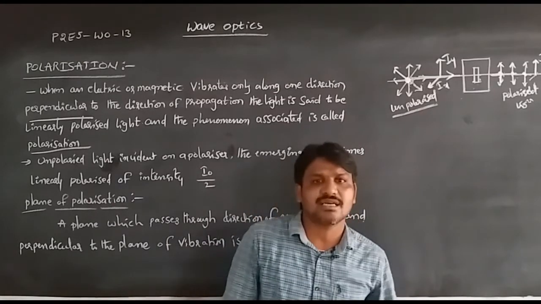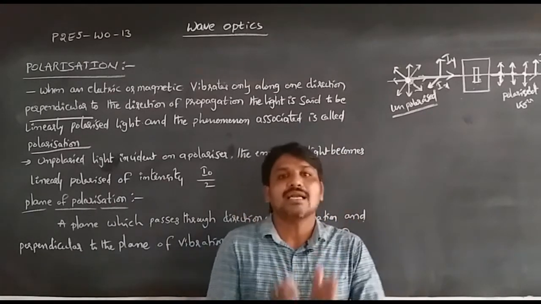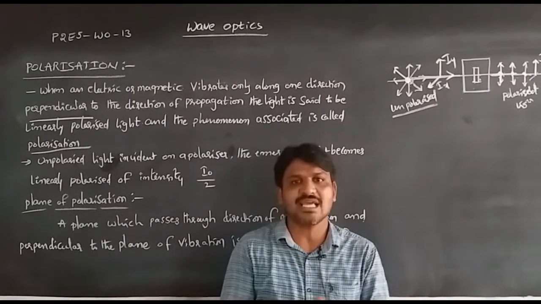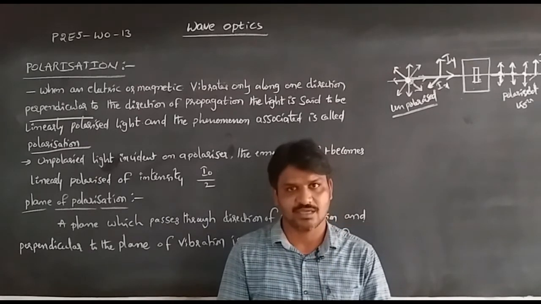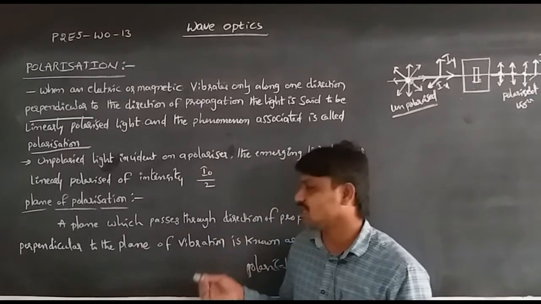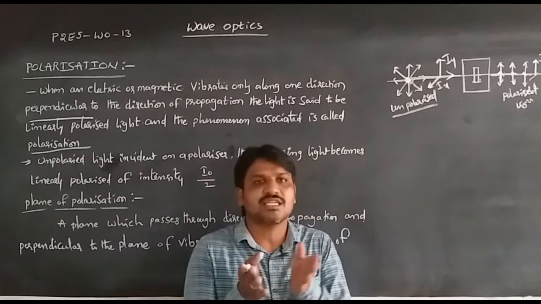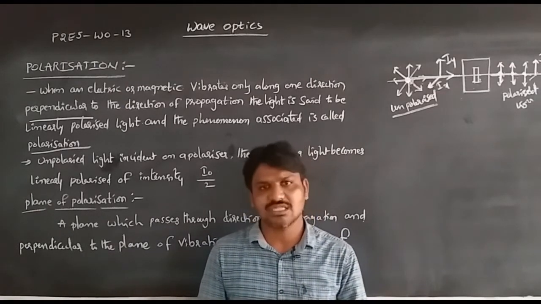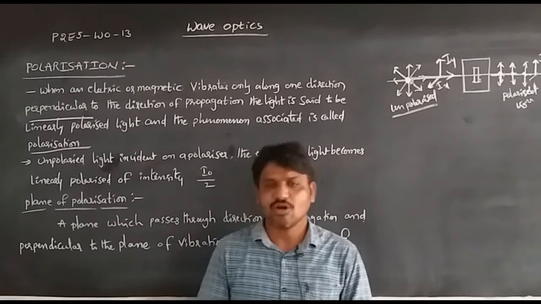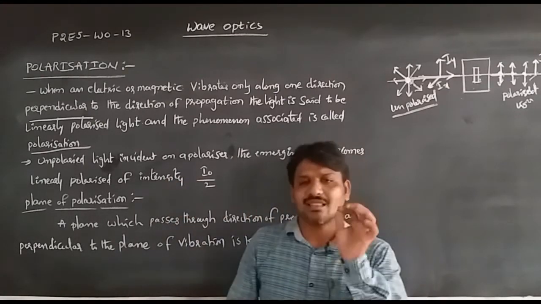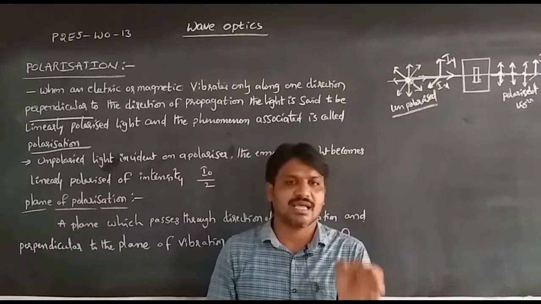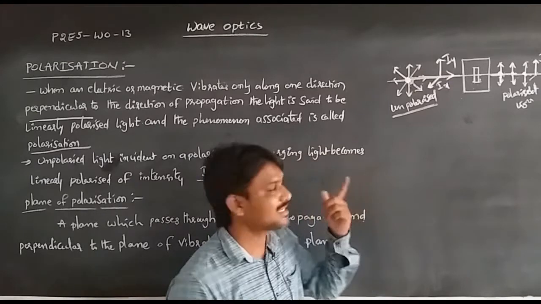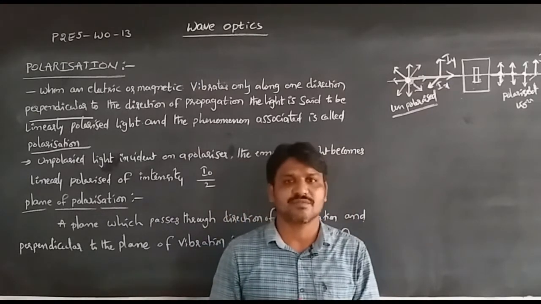So we can say that light waves are transverse waves. The wave nature of light will be transverse wave nature. Diffraction and interference do not give any idea about the nature of light. According to polarization, the light is a wave, and its nature is a transverse wave, where the vibrations are perpendicular to the direction of propagation of the wave.